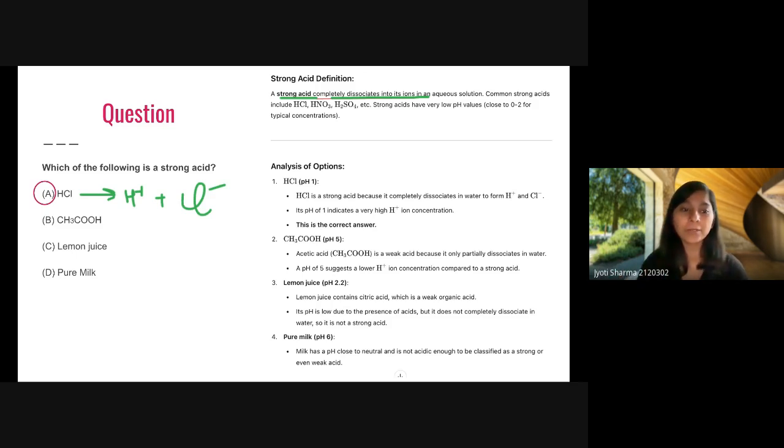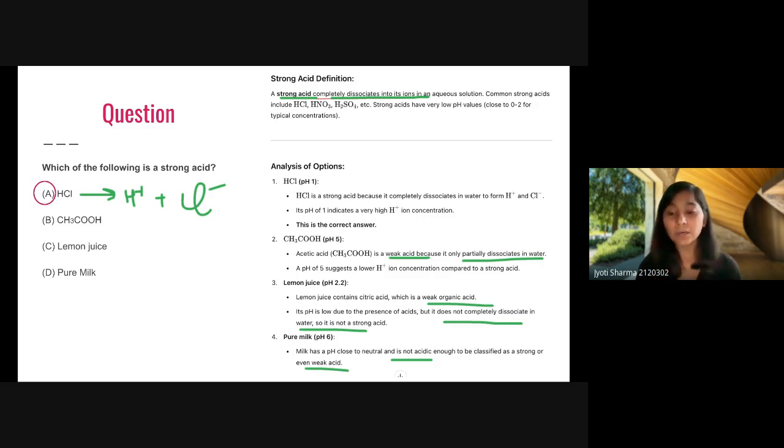I don't think I should take the example of HCl here, but if you take the example of acetic acid, then this is a weak acid. You can see here the weak acid. It only partially dissociates in water, but whenever something completely dissociates in water, then this is a strong acid. Lemon juice is again a weak organic acid because it doesn't completely dissociate in water, and that's why it is again not a strong acid. Then pure milk is not acidic enough to classify it as a strong or even weak acid. It is near to neutral.